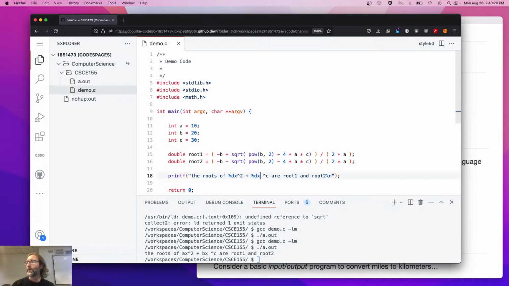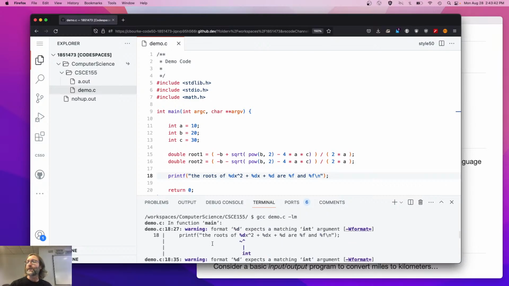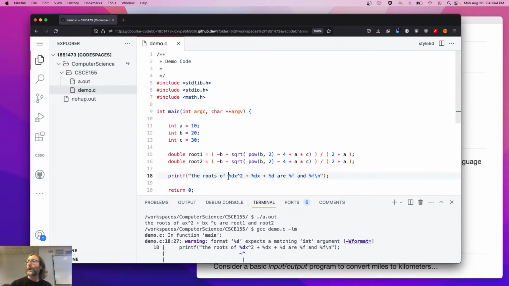%d for b, and %d for c, sorry, and then I will replace root 1 with %f because it is a floating point number, and %f because that's a floating point number. Let me try to compile this at this point. I'm going to get a warning. Why? I'm going to get lots of warnings here. Why? I provided 1, 2, 3, 4, 5 placeholders, but did I specify what would go in those placeholders? Nope. And that's what it's warning me about.